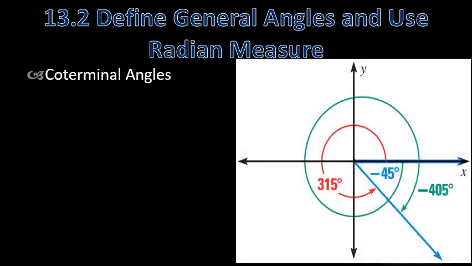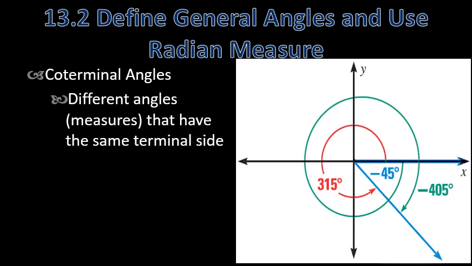Coterminal angles are different angle measures but have the same terminal side. They start at the same place and have the same ending place, but they're a different measure. And you can see 3 on this picture here. The blue one would be a negative 45. The red is a positive 315. The green, went all the way around and more, is negative 405.